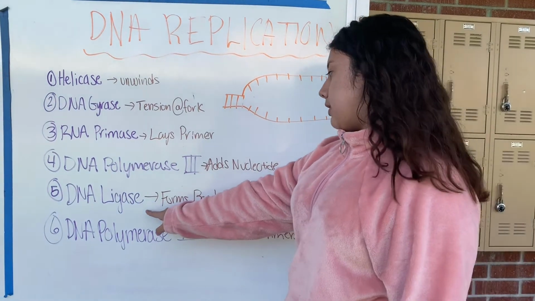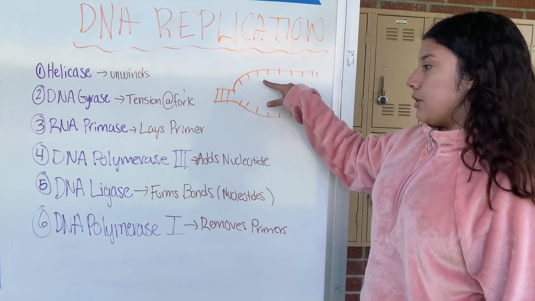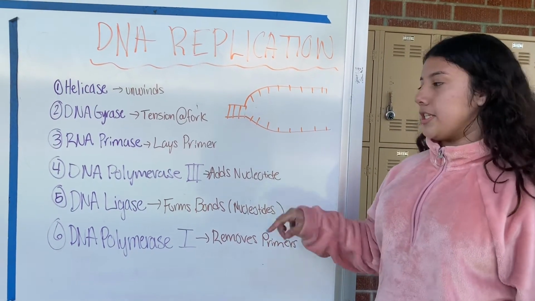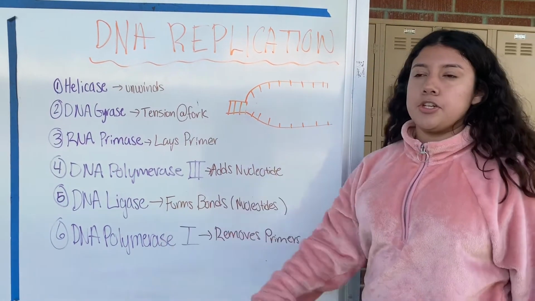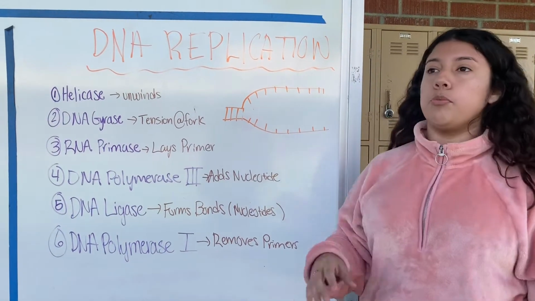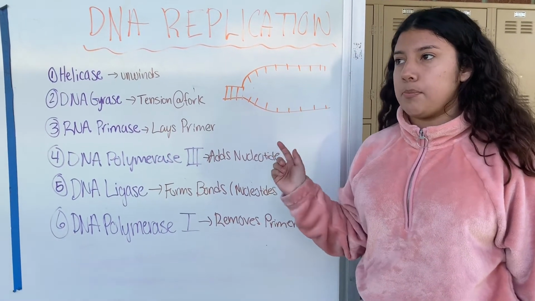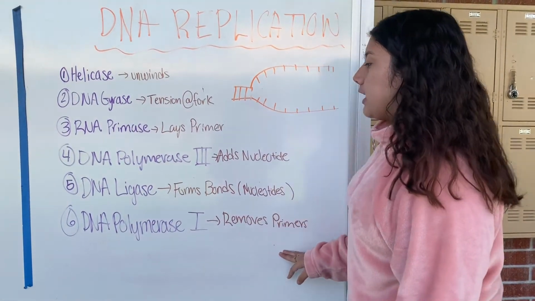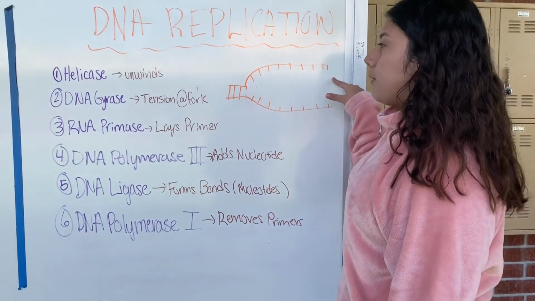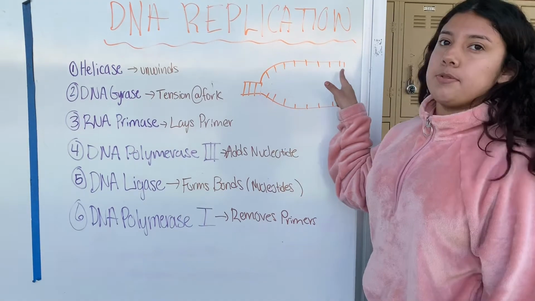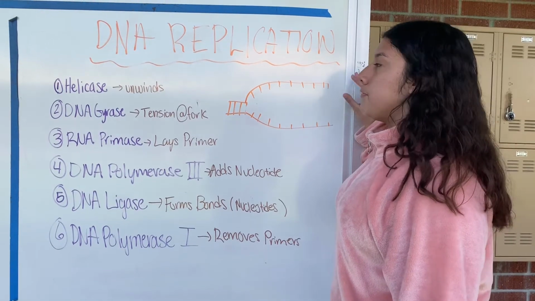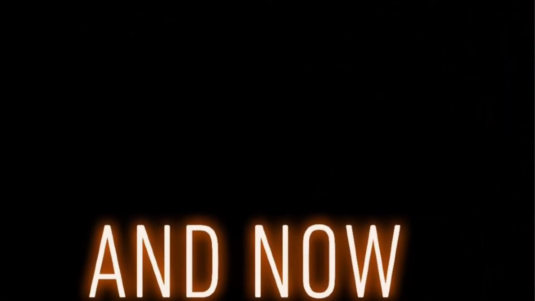Then DNA ligase comes in and forms bonds between the nucleotides because there are Okazaki fragments, which are in sections, and DNA ligase helps put them together to make one solid line. And then comes DNA polymerase 1, which removes the RNA primers and transforms them into DNA. The whole process of replication is semi-conservative because half of a mother strand is kept and the other is a daughter strand, so there is always going to be one original piece of genetic material.